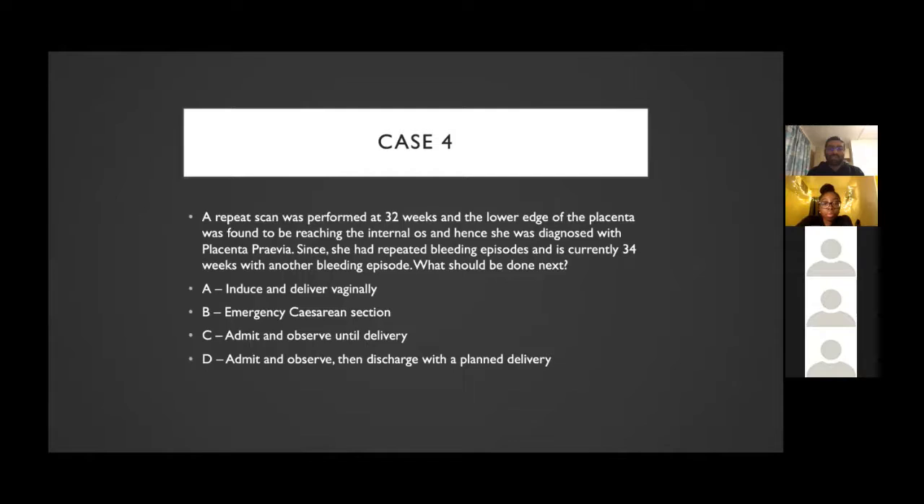Would you A, induce and deliver the baby vaginally? Would you B, do an emergency cesarean section? Would you C, admit and observe the patient until delivery? Or D, would you admit and observe and then discharge her with a planned delivery?